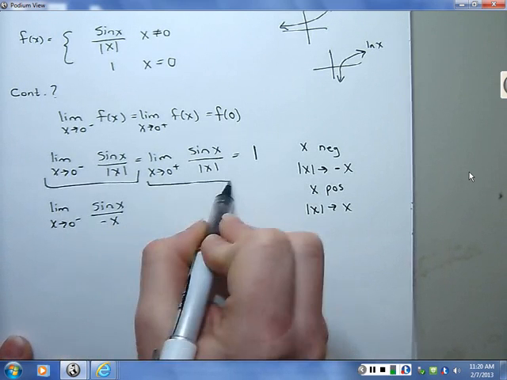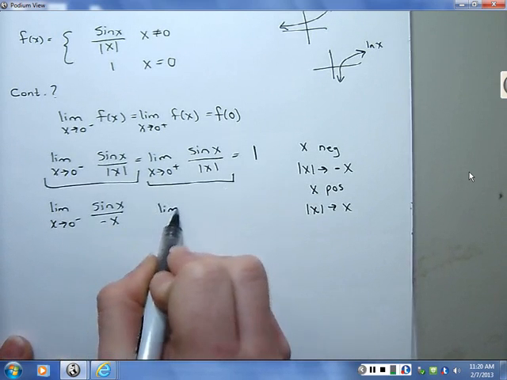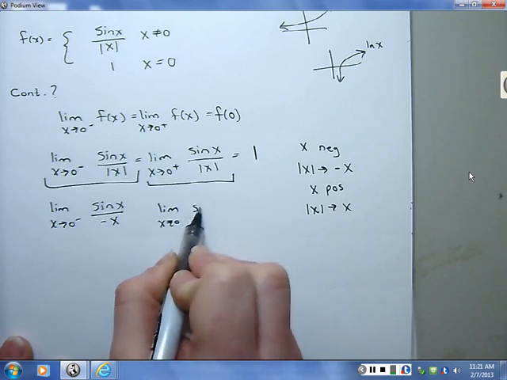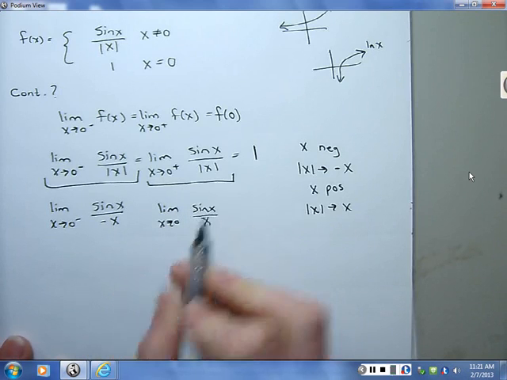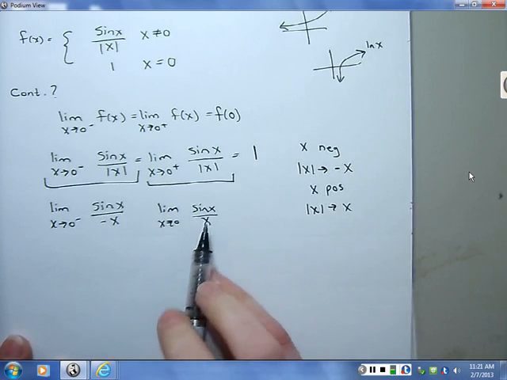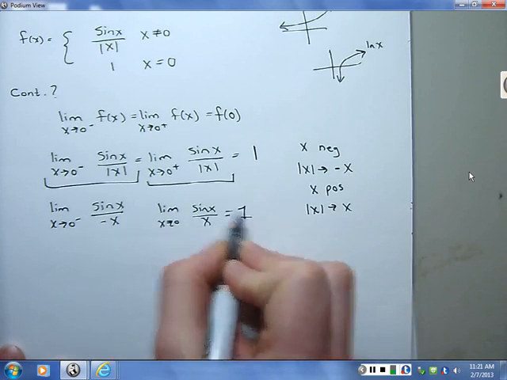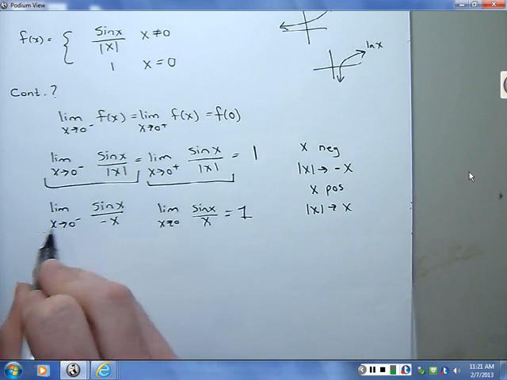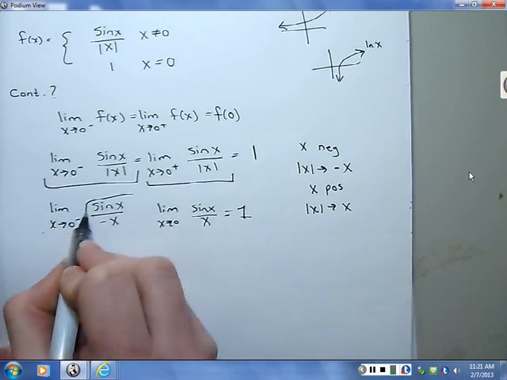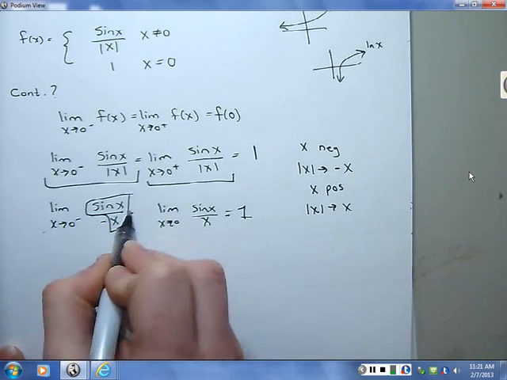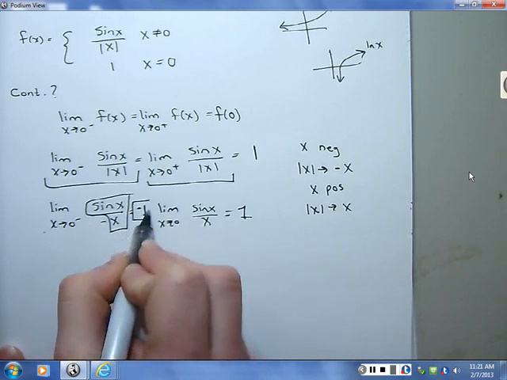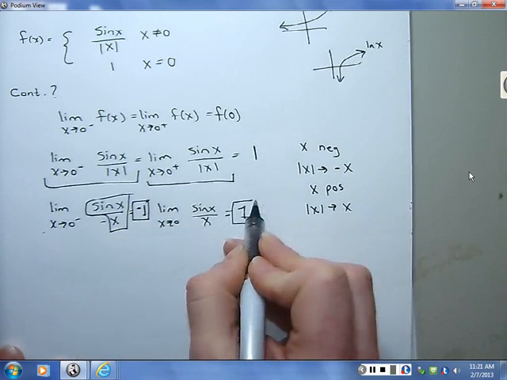Here x is always positive, right? I get the limit as x goes to 0 of sine of x over x. What is the limit as x goes to 0 of sine of x over x? 1. And then here, what's the limit as x goes to 0 of sine of x over x? We said was 1, right? But this actually turns out to be negative 1. So it's not. Very good.